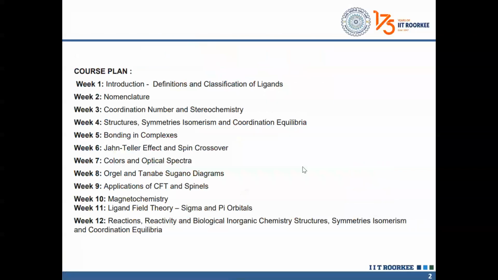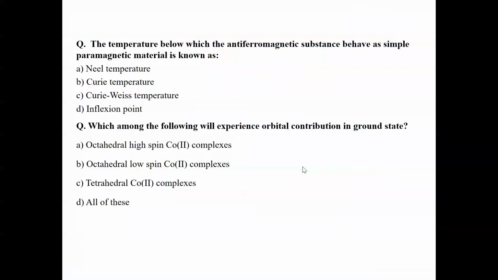This week is related to some magnetic properties of coordination compounds. Okay. So, these are the first two problems. The temperature below which the antiferromagnetic substances behave as a simple paramagnetic material is known as Néel temperature, Curie-Weiss temperature, or inflection point. And for the second one, you have to identify which complex of cobalt will show the orbital contribution. Okay, I think you have already studied in detail when the metal will experience orbital contribution.